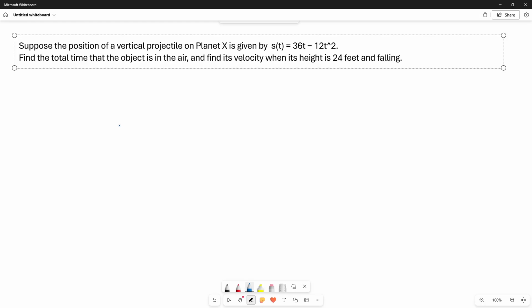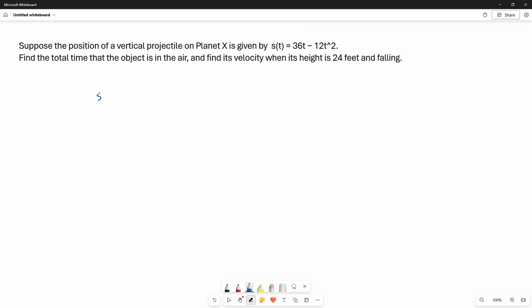Okay, so to find the total time that the object is in the air, we want to know when it lands. So the object lands when the position is equal to 0. We're given the position function, that's the height function, 36t minus 12t squared is equal to 0. We could factor out a 12t, and we're left with 3 minus t. And so if 12t is 0, then t is 0. And if 3 minus t is 0, then t is 3 seconds.